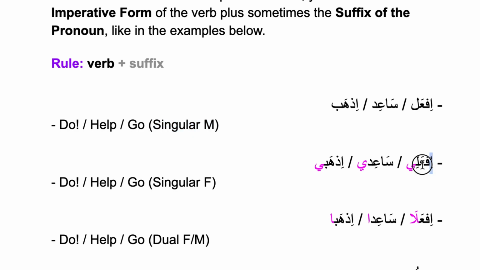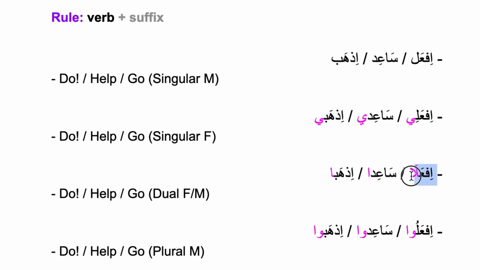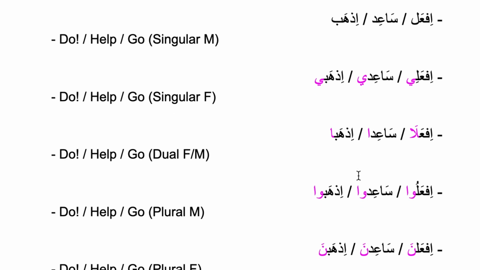Next is if'ali, and it also means do, but for a singular female. Means you are telling a singular female to do something. The second example, sa'idi, and it means help. The third example, idhabi, and it means go. Next, if'ala, and it also means do, but for you, dual, female or male. Sa'ida means help. The third example, idhaba, and it means go.